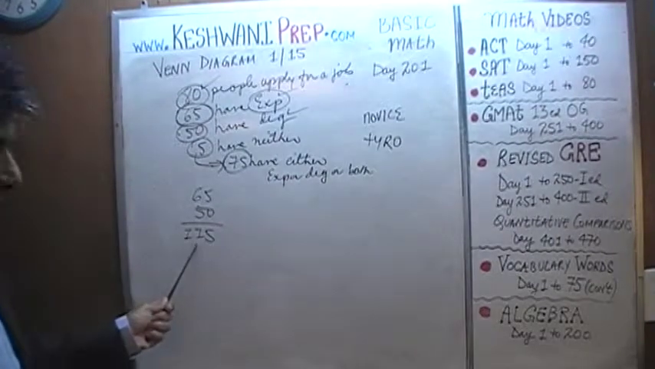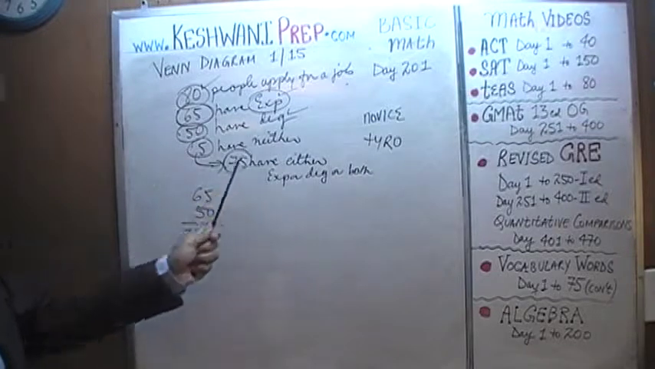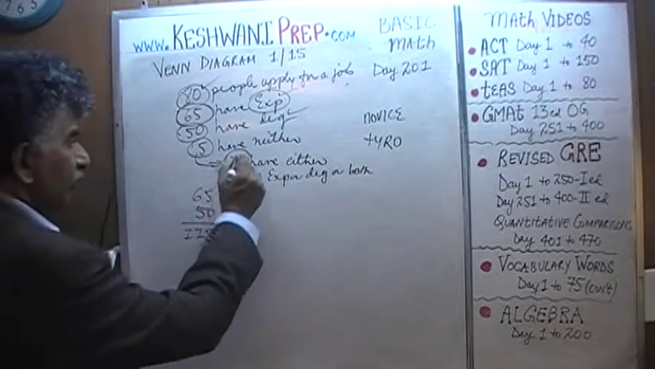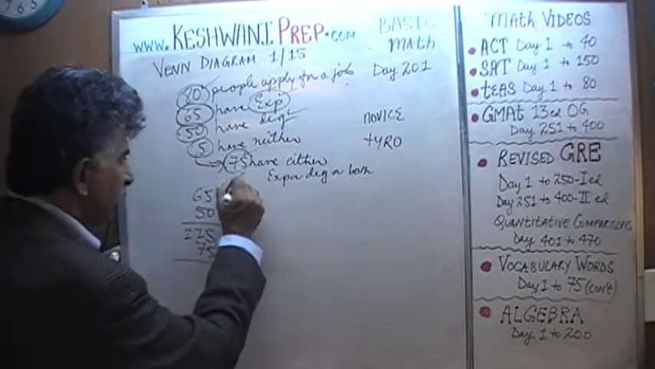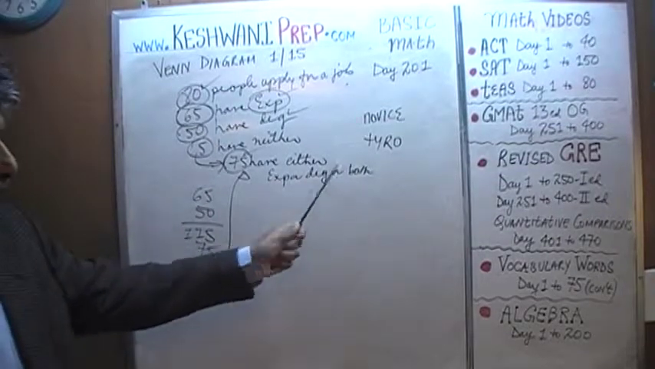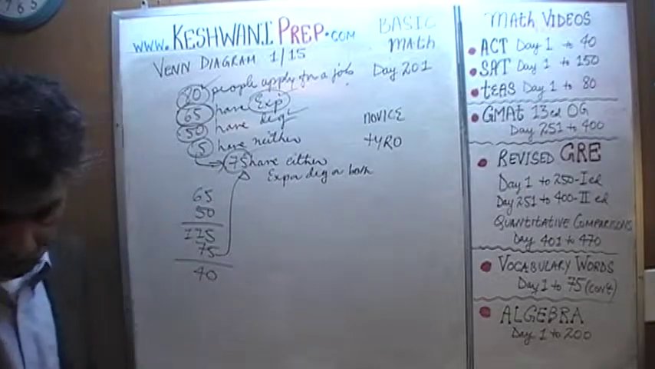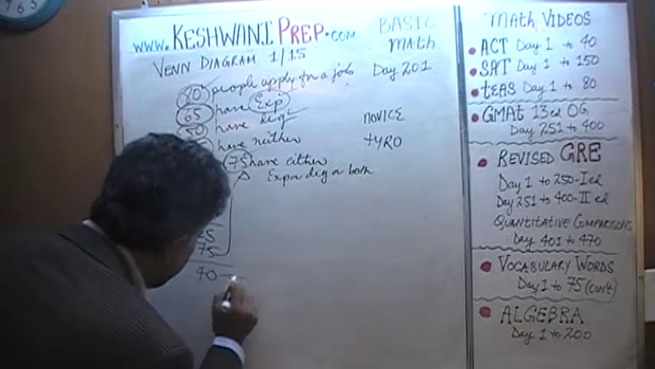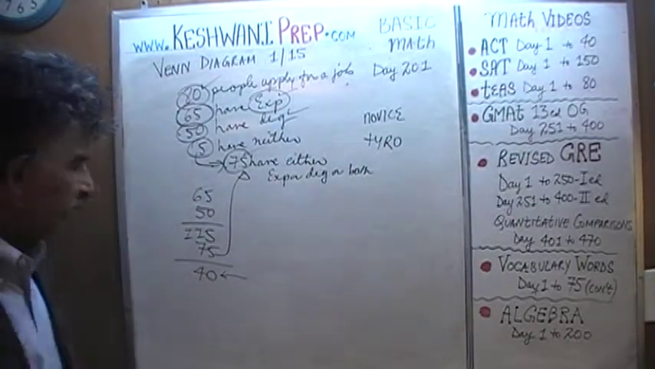75 people. But here, when we add up these two numbers, 65 of them have experience, 50 of them have a degree. When we add up these two figures, it comes out to 115. It should be 75. 75 is the actual number of people who have either experience or a degree or both. The difference is 40. Now, what does that 40 tell us? That 40 tells us that there are 40 people who are double counted.